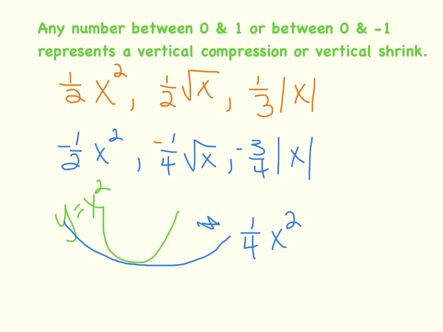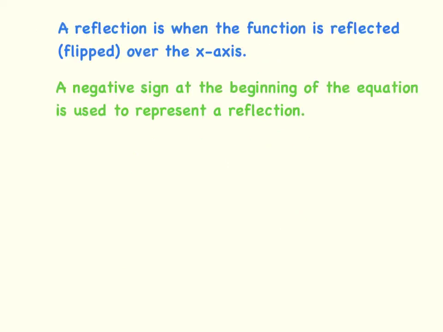Now we have talked about two types of dilations. We've talked about a vertical stretch and a vertical compression. Next, I want us to look at the reflection of our parent functions. A reflection is when the function is reflected or flipped over the x-axis. A negative sign at the beginning of the equation is used to represent a reflection.